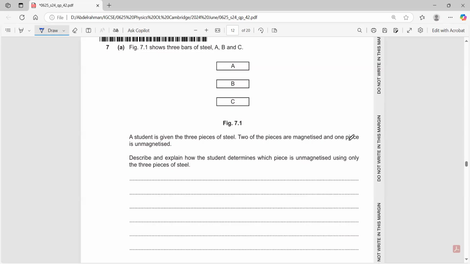I'll take bar A and I will approach the right hand side of bar A with bar B, from both its sides, from the left and right.